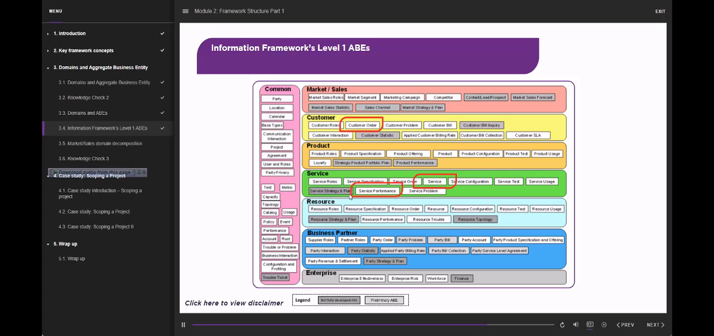You'll be given an opportunity to learn more about each Level 1 ABE later when you work on this module's exercise. The decomposition of information may continue to a second and further levels depending on the complexity of the Level 1 ABE. This is shown next. We'll also look at some ABEs in more detail during our tour of the framework's model in the next module.